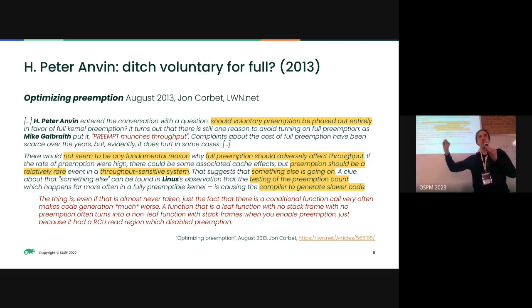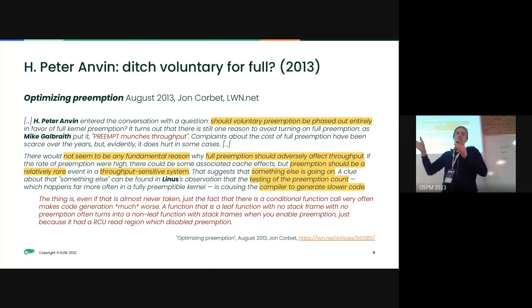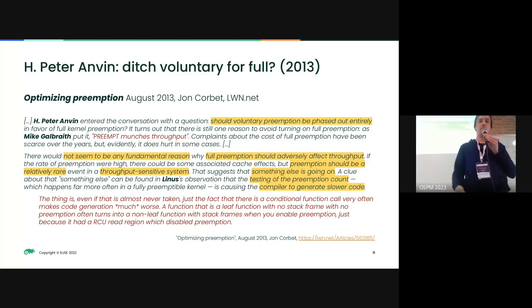Full preemption is bad for throughput because the compiler generates bad code. A clue about something else can be found in Linus' observation that testing of the preemption count, which happens far more often in a fully preemptible kernel, is causing the compiler to generate slower code. Maybe Linus knows, he has a lot of experience with this, but it seems like speculation.